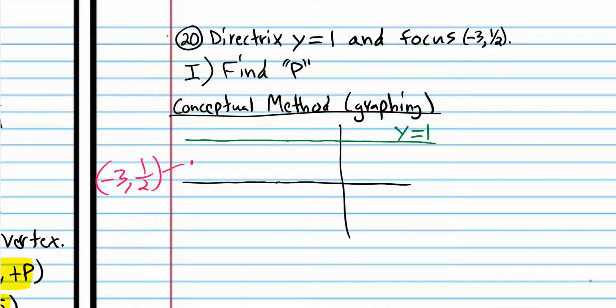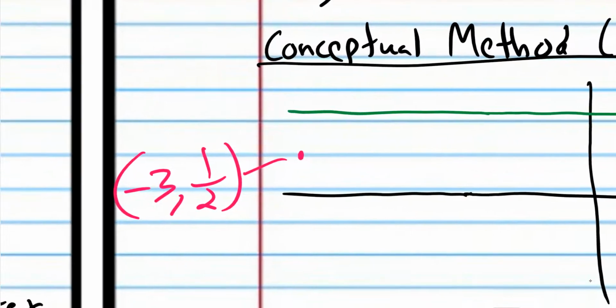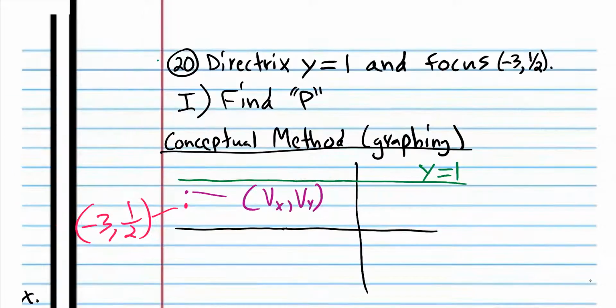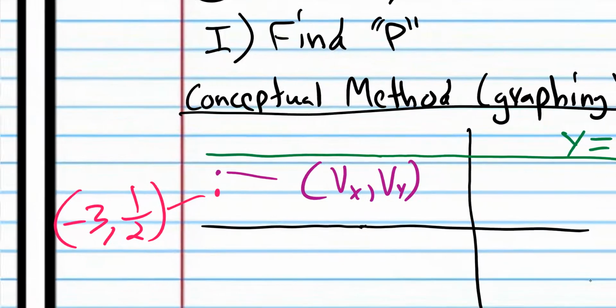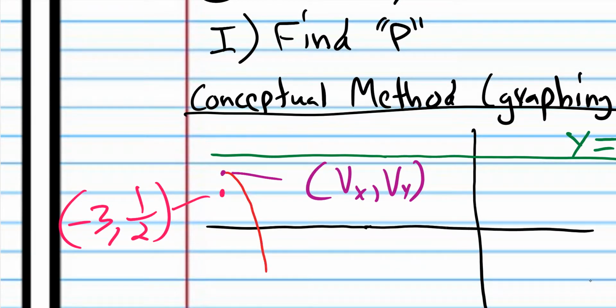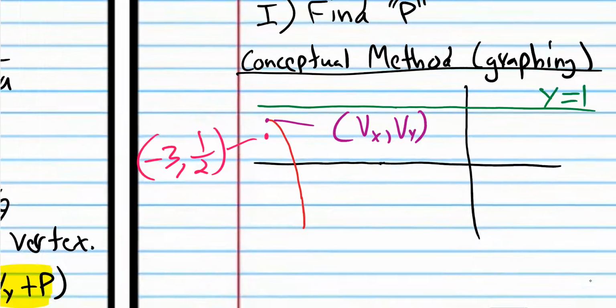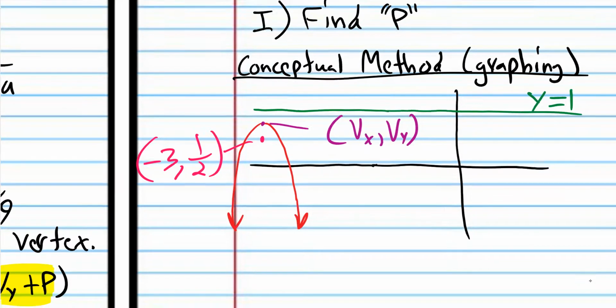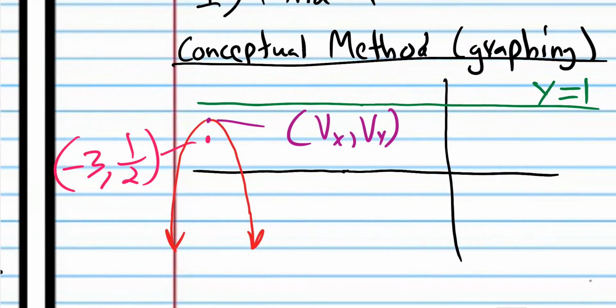And we know the vertex has to be right in between. But we don't know the coordinates of the vertex. And we know that the parabola has to open down because it always opens away from the directrix and towards the focus. We don't really need to draw the parabola, though.